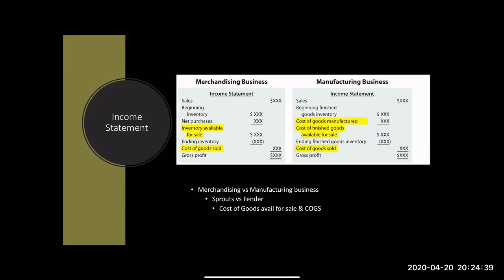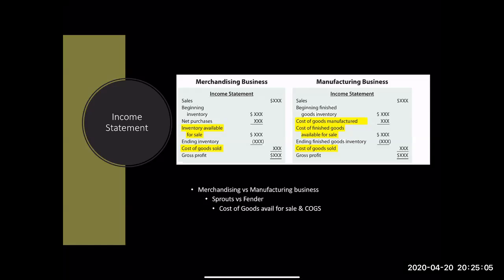And I find that this one is the most challenging because we have to consider some new terminology that we haven't before, right? And a whole new statement. So first, let's get into what we are most familiar with from Accounting 1A, which is the income statement of a merchandising business.